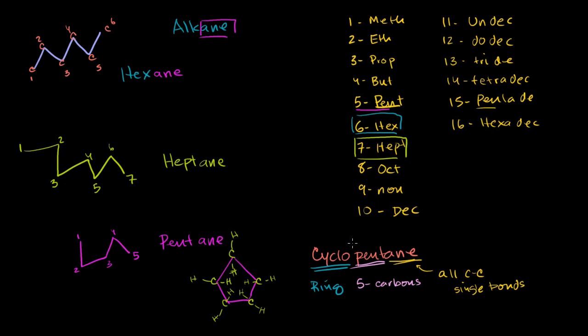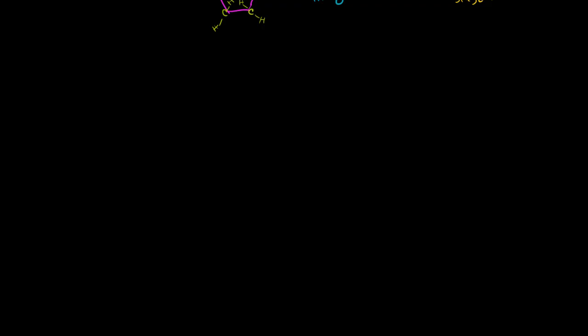So let's go the other way. Let's start with the word, and let's see if we can figure out what the actual structure would look like. So let's say I have cyclononane. So what is this telling me? This tells me I'm dealing with a ring. It's going to have a ring structure. It's going to have 9 carbons, 9 Cs, and then it's an alkane, so they're all going to be single bonds.